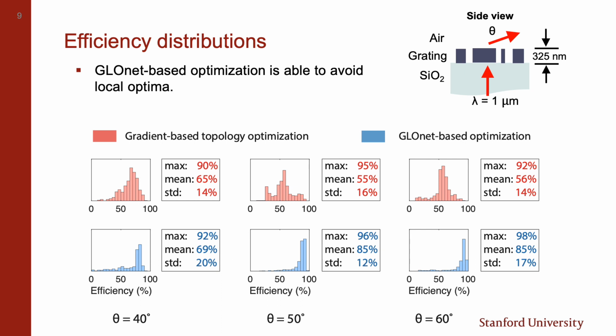Then we use the well-trained GloNet to generate 500 devices for each wavelength and angle pair, shown as a blue histogram. Clearly, GloNet does not easily get trapped, and the peaks of the efficiency histogram are located at very high efficiency end.